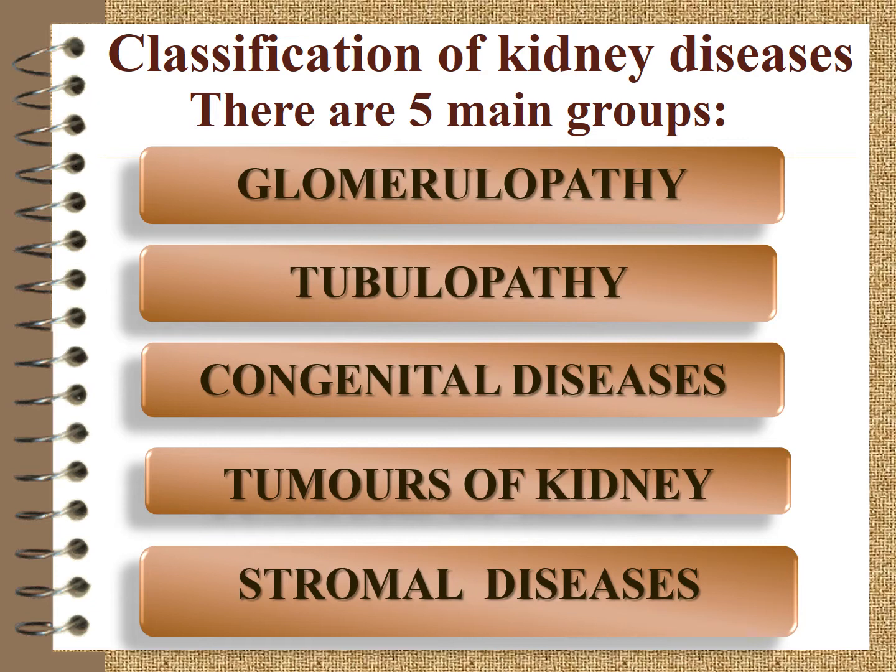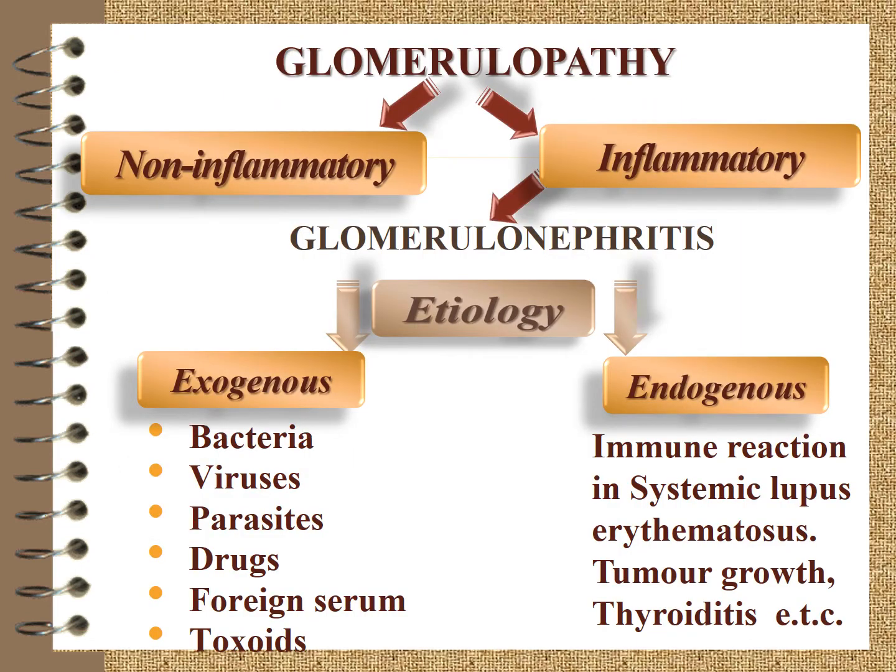Tubulopathy: pathological processes damage predominantly the renal tubules, as in acute tubular necrosis. Stromal diseases or interstitial nephritis, for example, tubular interstitial nephritis, pyelonephritis, etc. Congenital diseases, as ectopic kidney, fusion of kidneys, and tumors of kidney. Inflammatory glomerulopathy is called glomerulonephritis.